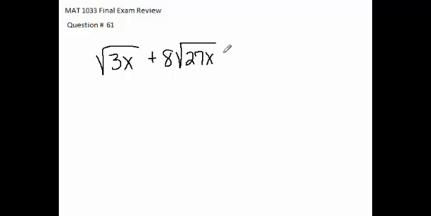MAT1033 Final Exam Review Question 61. We are to add these expressions. These are radical expressions. Square root of 3x plus 8 times the square root of 27x, and then plus 7 times the square root of 108x. We first look at this and think, oh, we can't put those together because they don't have the same radical part. Also, you need to make sure you realize this is 1 times the square root of 3x.